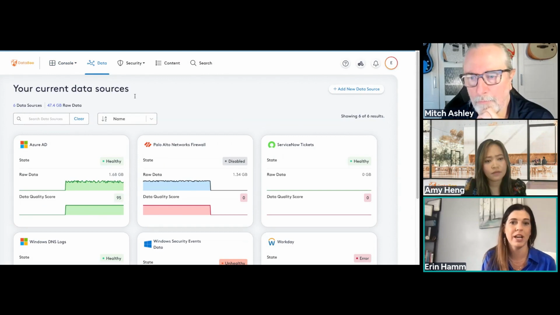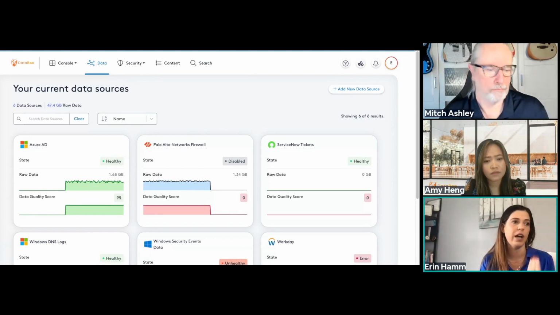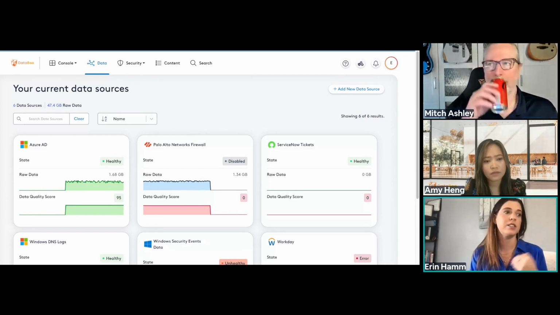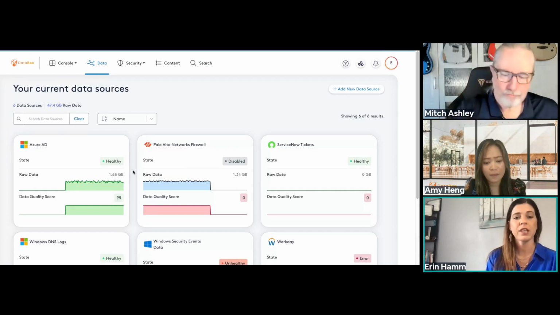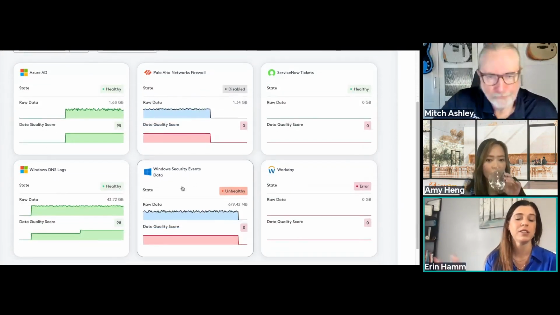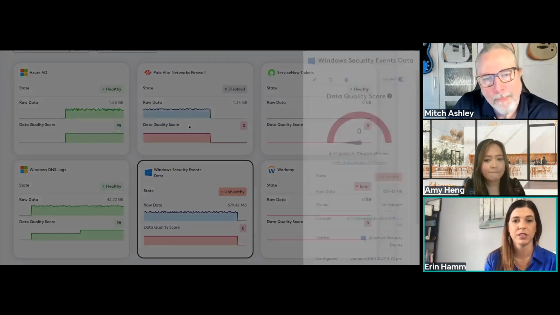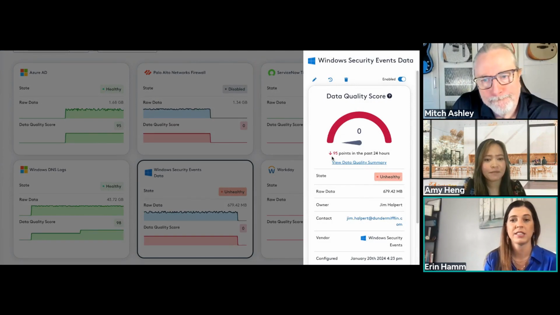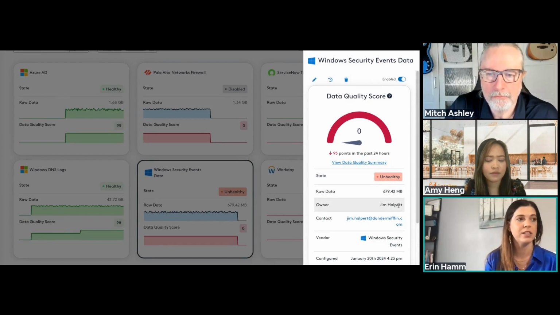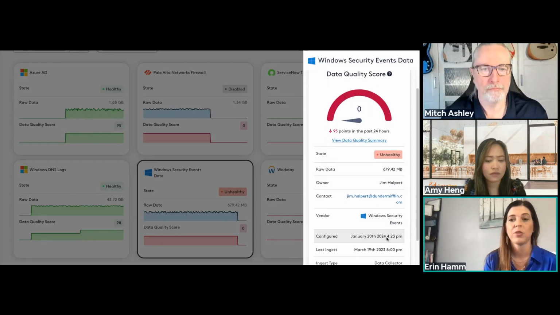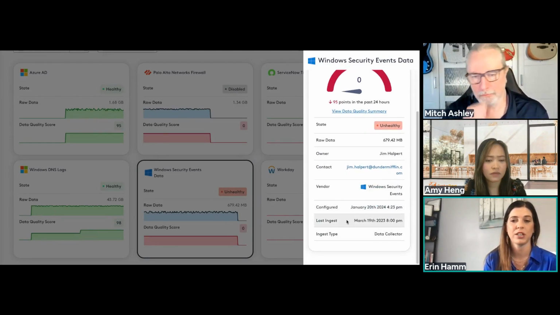which is our data sources pane. Within each one of those feeds that you were seeing on that main screen, you can dig into the data source pane. This is how you add new data sources and understand the data quality score. I'm able to click on each one of these. Since we were talking about the unhealthy, I can click on the Windows security events data and I can see, okay, it's down 95 points within the last 24 hours. It's unhealthy. Who the owner of this data feed is, so if I need to go take action on it, who's the person that I need to reach out to? What's the vendor name? When was it configured and last ingested?